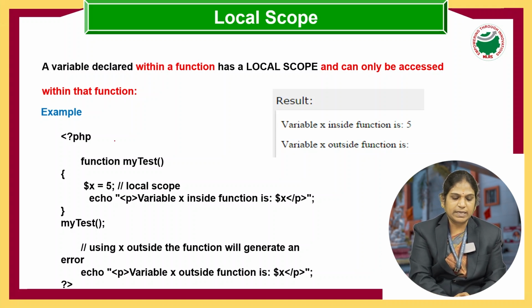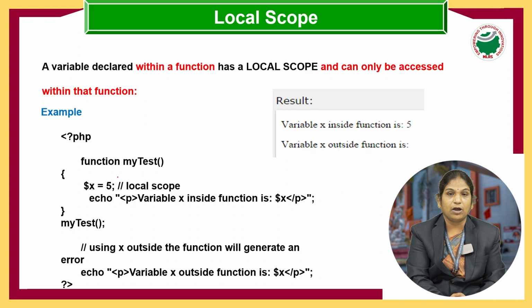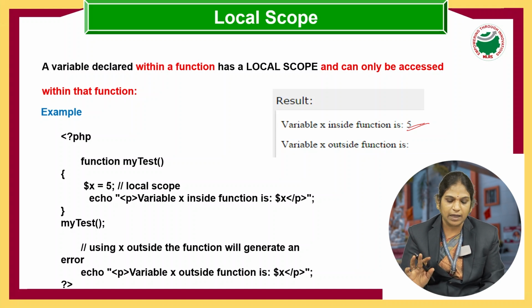For example, PHP function myTest, $x equal to 5. Here, after creating the function, I have declared the variable $x equal to 5. That's why we are calling it a local variable. Echo "variable x inside the function is $x". So, what is the output for this statement? Variable x inside the function is 5. It will be the output. Why? Because I have declared the variable inside the function and I have written the echo statement also within the function.